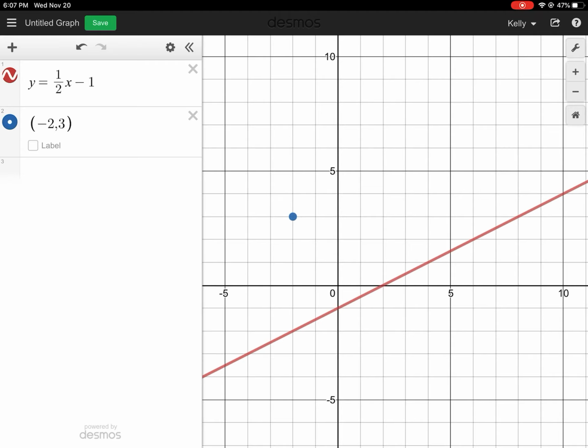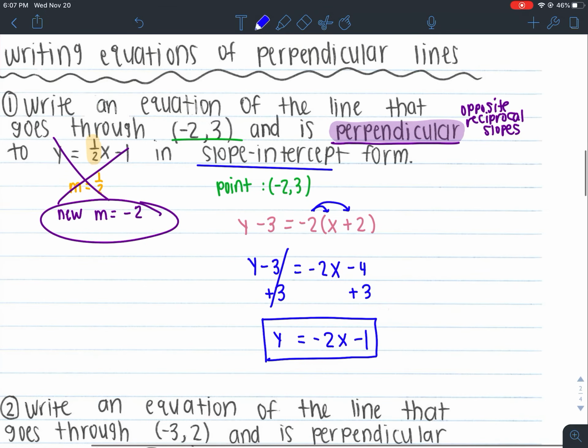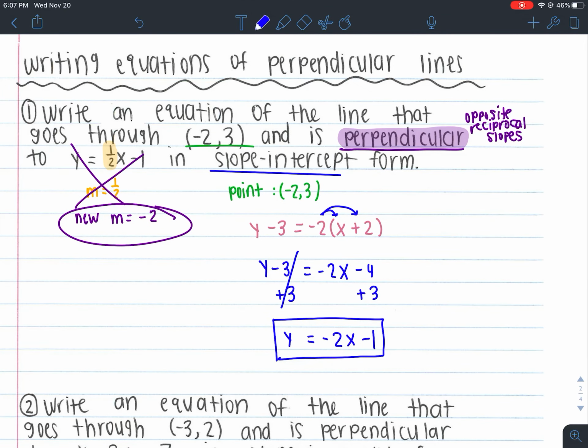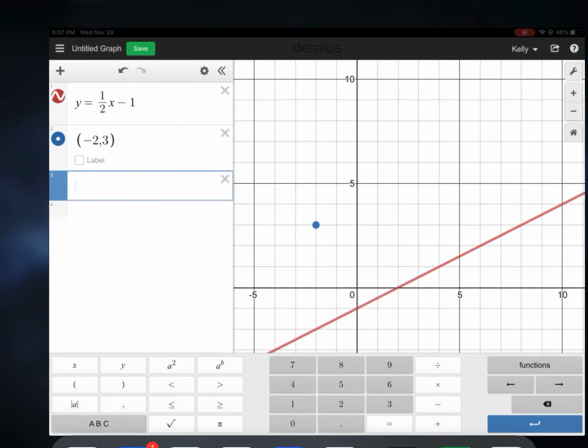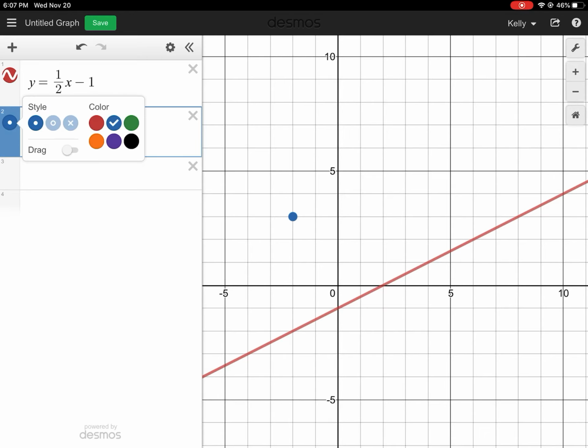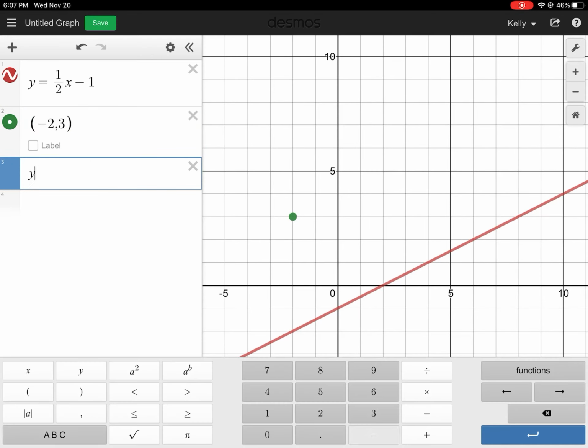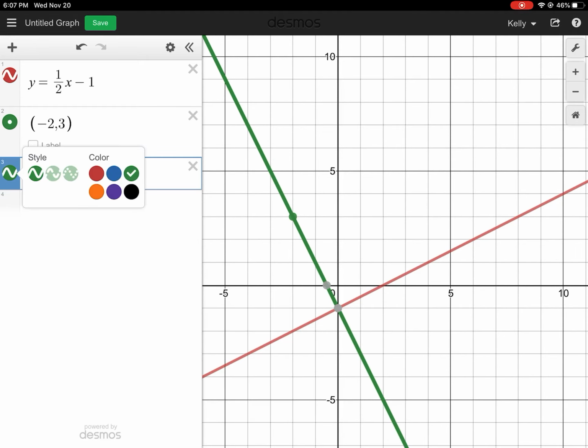Okay. So they gave me the equation y equals 1/2 x minus 1. That's the equation that I started with. Then they gave me a point in blue. And they're saying, hey, I want you to create an equation that goes through this blue point and is perpendicular to the red line. So we created an equation. We used our different slope and we used our point and we put it in point slope form and got y equals -2x minus 1. So let's see what happens if we graph this. Y equals -2x minus 1. And I'll change this to be blue because it matches our notes.